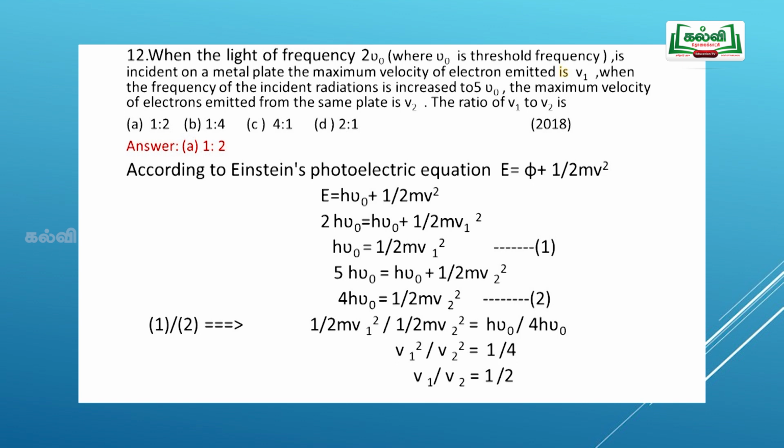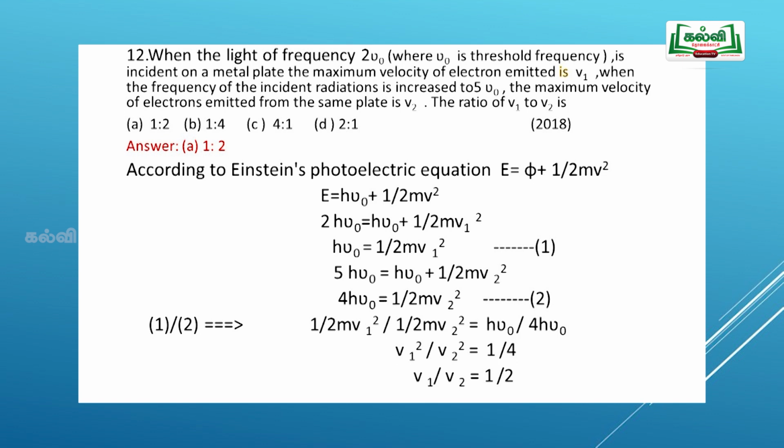Now for the second case, the incident frequency is 5 nu naught. So when you substitute, it becomes 5 h nu naught, which is equal to h nu naught plus half mv2 square. So here when you rearrange this, bring this h nu naught this side, this becomes 4 h nu naught, which is equal to half mv2 square. This is equation 2. Divide 1 by 2.